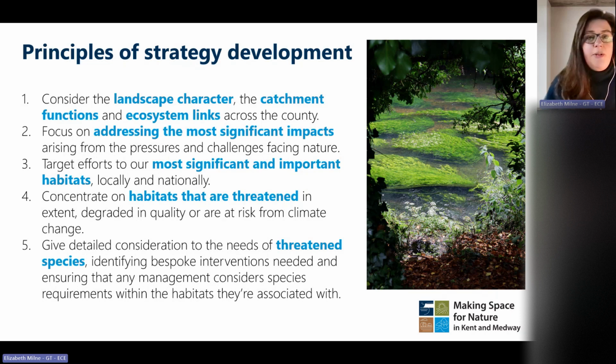So the first principle of the strategy's development was to consider the landscape character, to consider the catchment functions and also all the ecosystem links that occur within the county. This was to make sure that any priorities or associated potential measures that were identified for nature recovery did not interrupt or negatively affect the ecological functionality of the county currently.